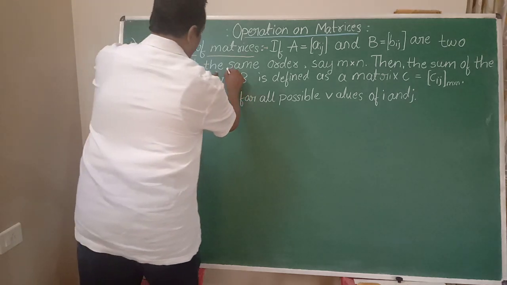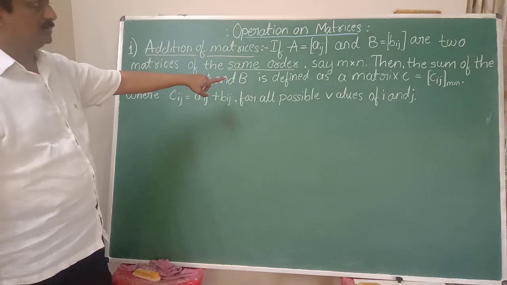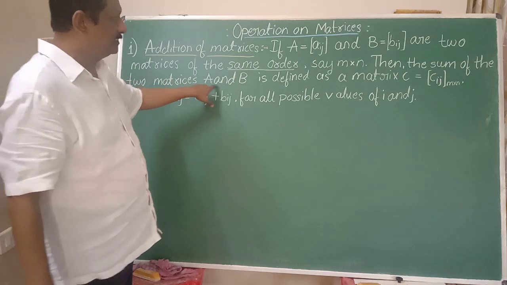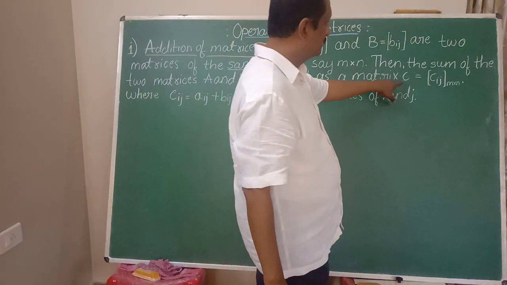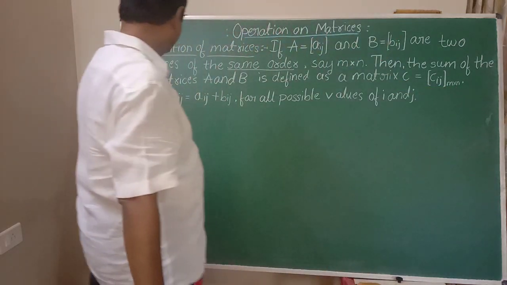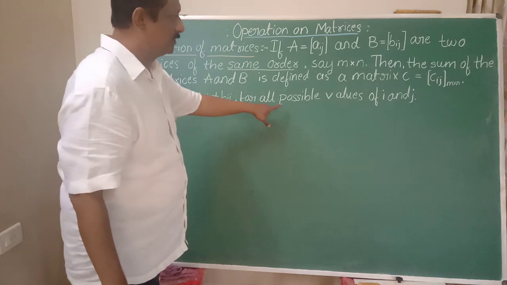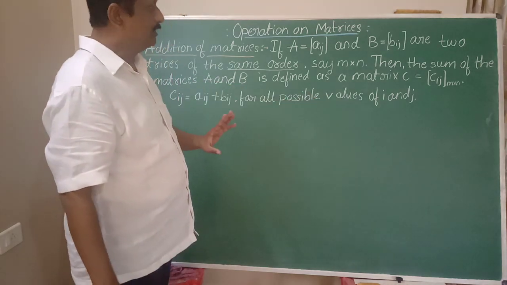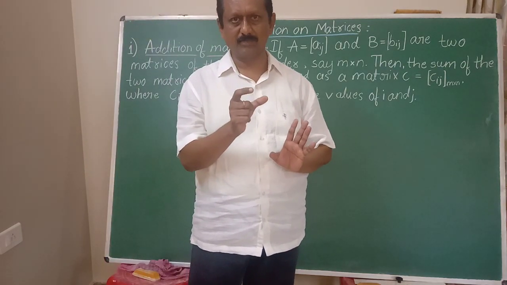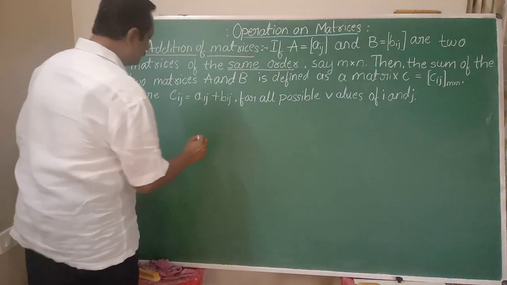This is important here. Two matrices having the same order, say M into N. Then the sum of two matrices A and B is defined as a matrix C is equal to Cij, whose order is again M into N only, where Cij is equal to Aij plus Bij for all possible values of I and J. Means two matrices can be added if they are having the same order here, and you have to add corresponding elements here. That is important.